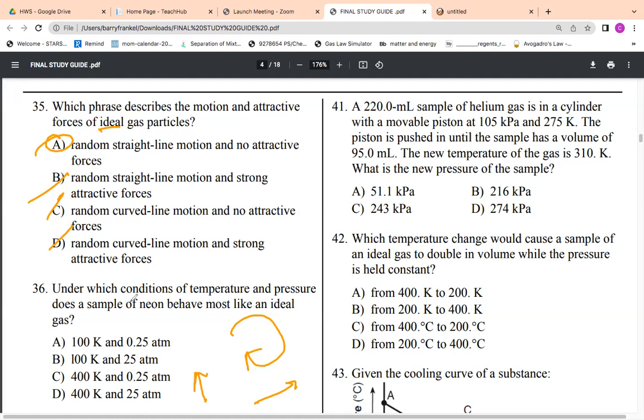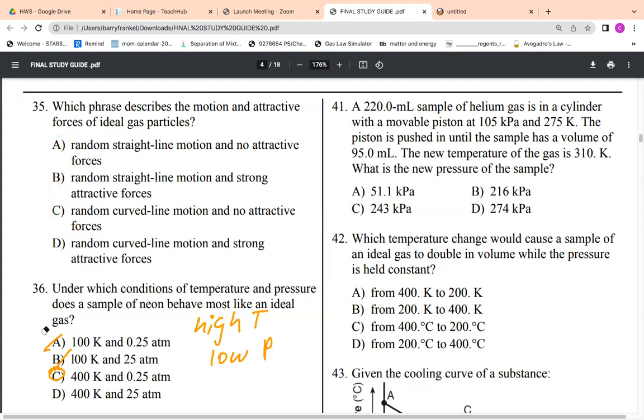Number 36. Under which conditions of temperature and pressure does a sample of neon behave most like an ideal gas? Again, we did this one before. High T, low P: high temperature, low pressure. So the highest temperature matched with the lowest pressure possible. I'm going to cross off A and B, since 100 doesn't compare to 400 K. Between C and D, we want to look at which one has the lowest pressure. That would be choice C. 0.25 atmospheres is very low pressure. 25 atmospheres is very, very high pressure. Alrighty.